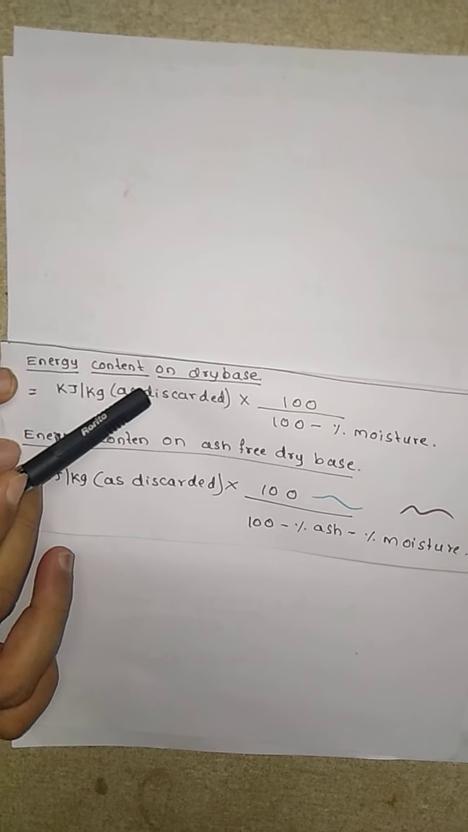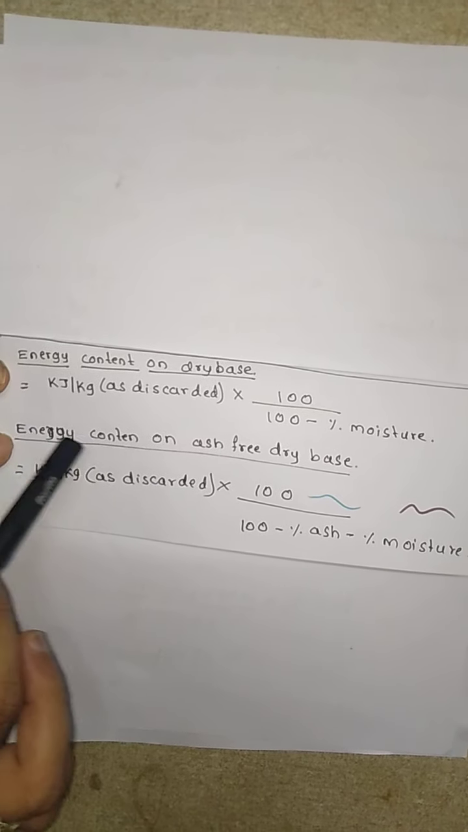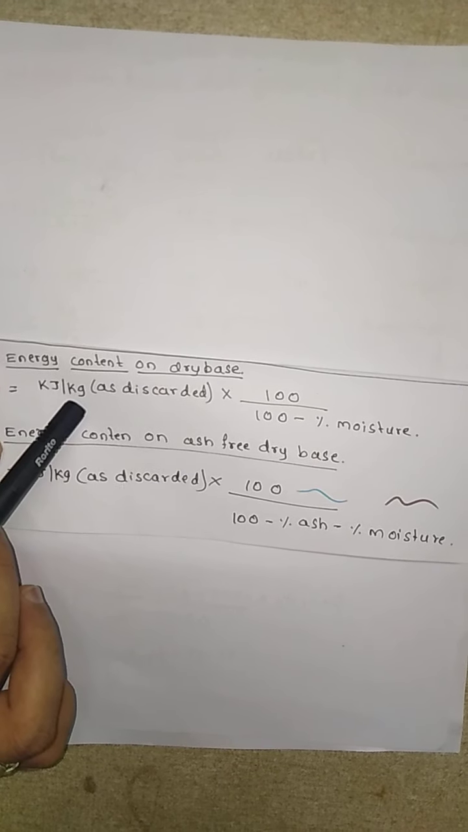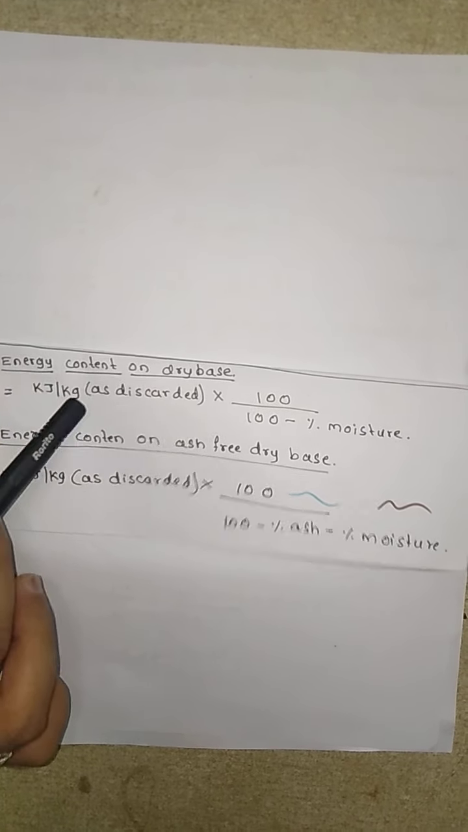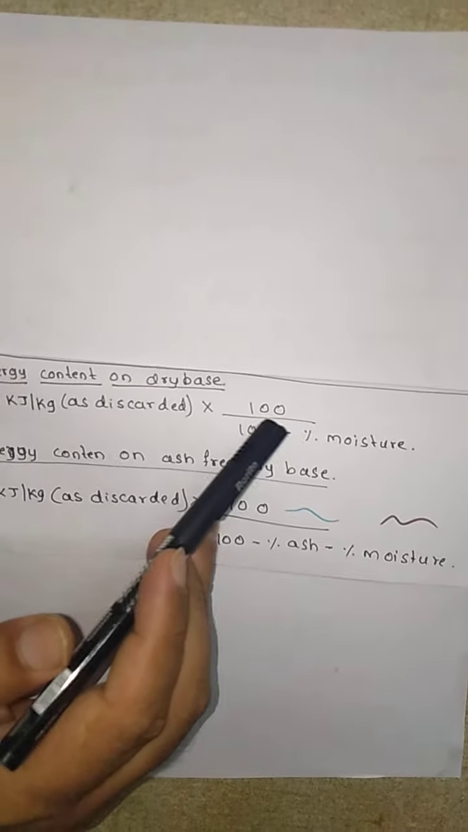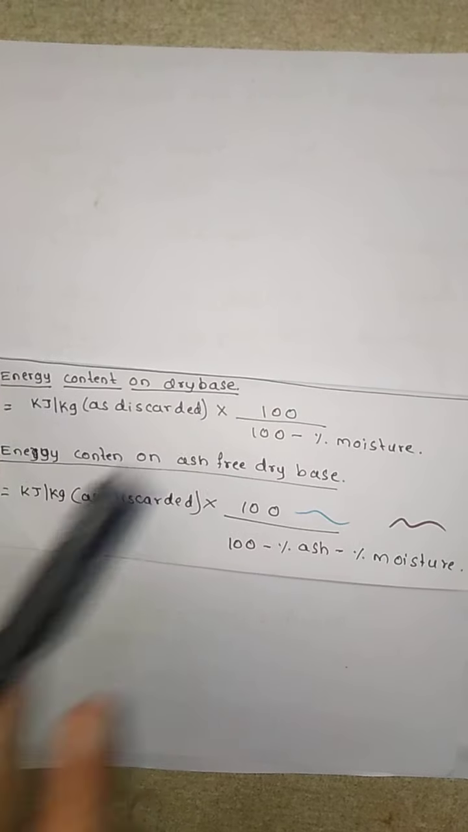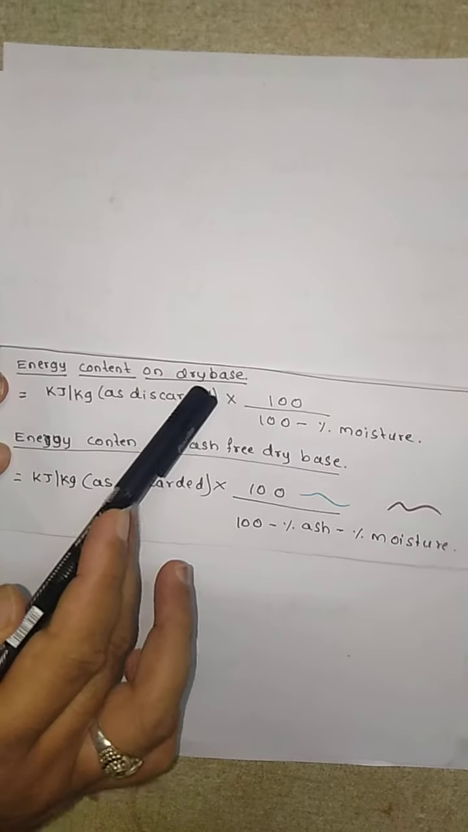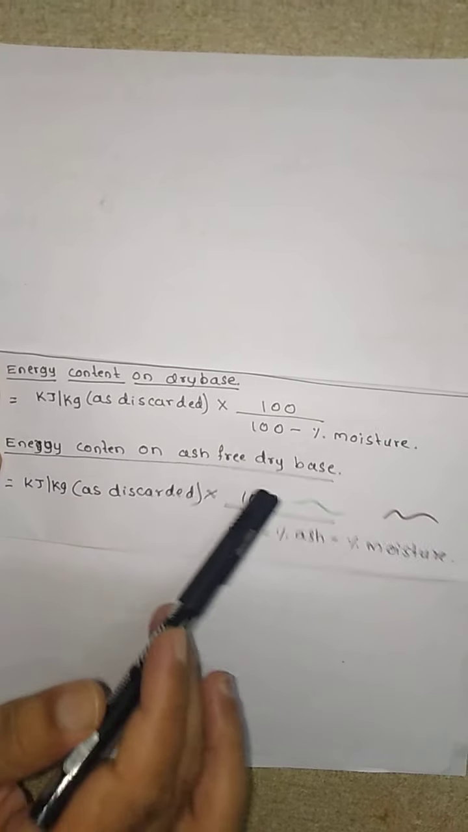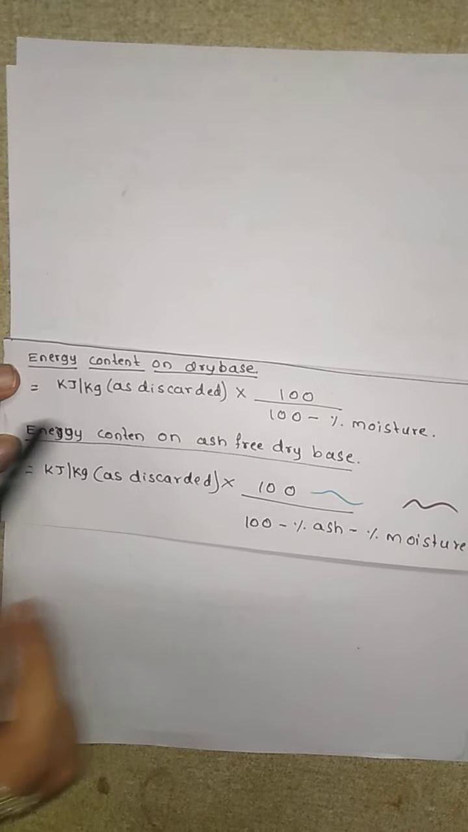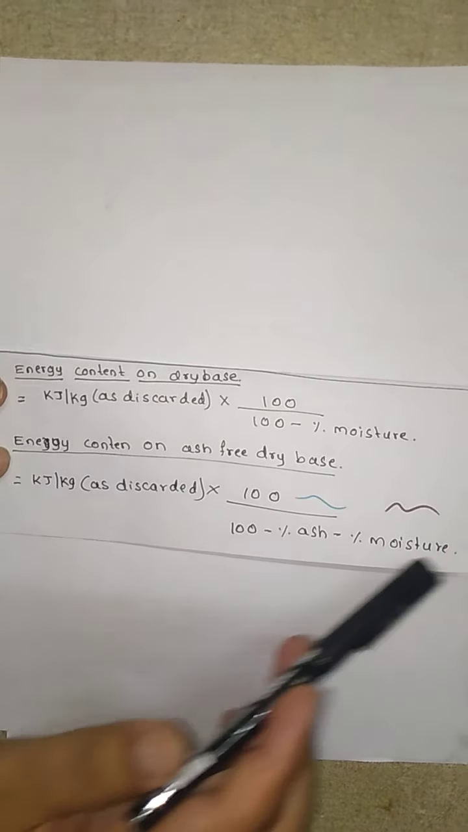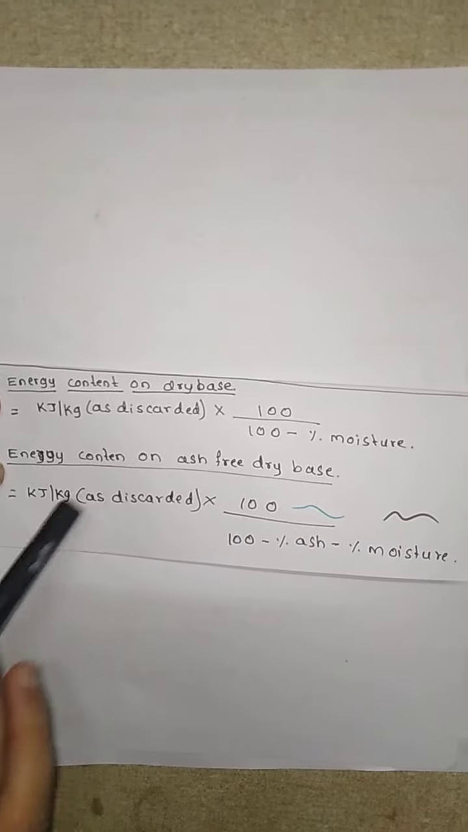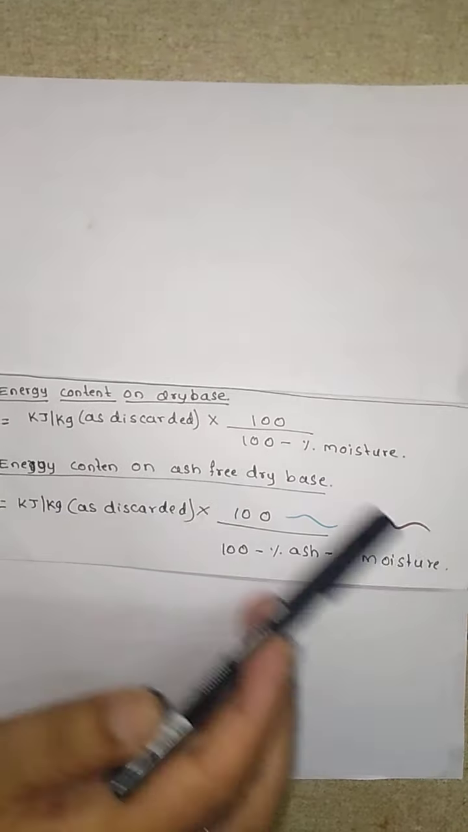The energy content on dry basis, in kilojoules per kilogram, I will tell you how we are going to calculate it. Then you need to remember this particular formula for ash free dry basis to determine the energy content. This is for a dry basis, and this is for the energy content on ash free dry basis. You need to remember this. I'll tell you how we are going to determine it.